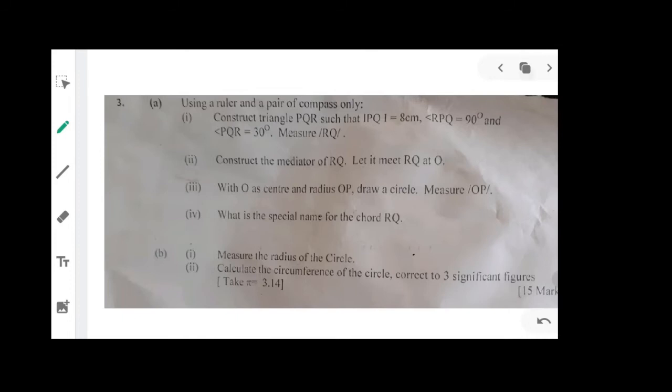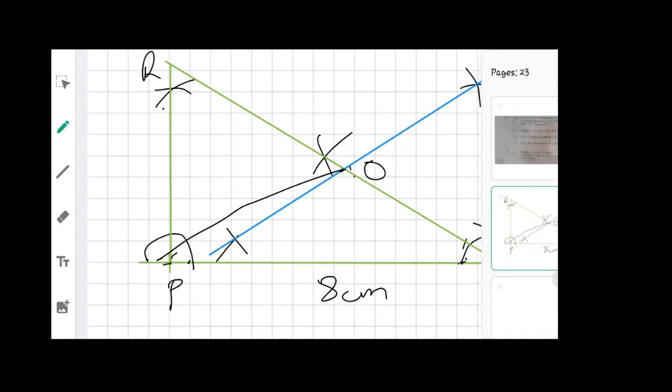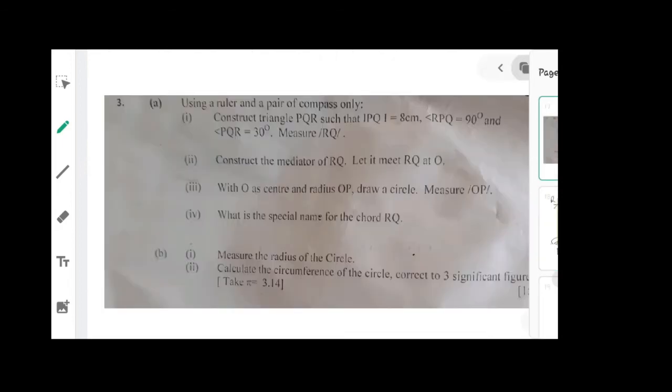And then there's a special name for the chord RQ. You get to realize that if you make a circle, standing at O and then opening to Q, and then constructing a circle, you get to realize that the circle will pass through R. So do that, and then you let me know how it went. Okay, so you construct a circle. You measure OP. You get a special name for the chord RQ. And then you find the circumference of the circle, correct to three significant figures.